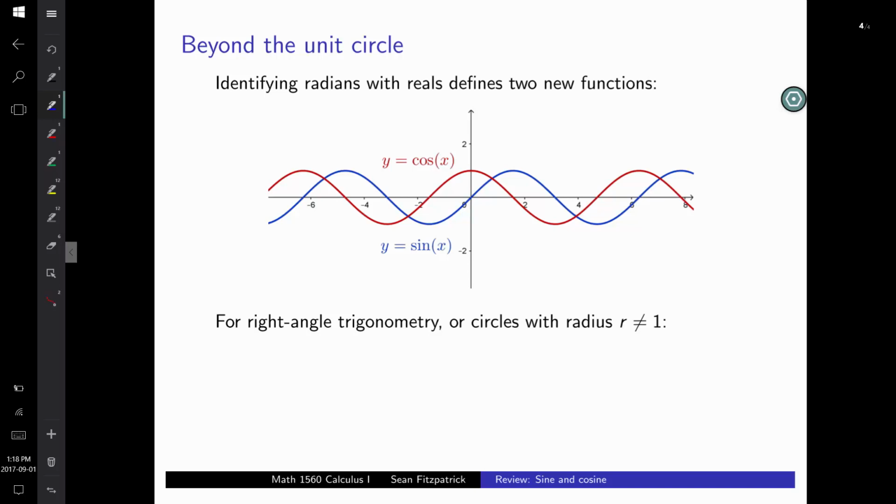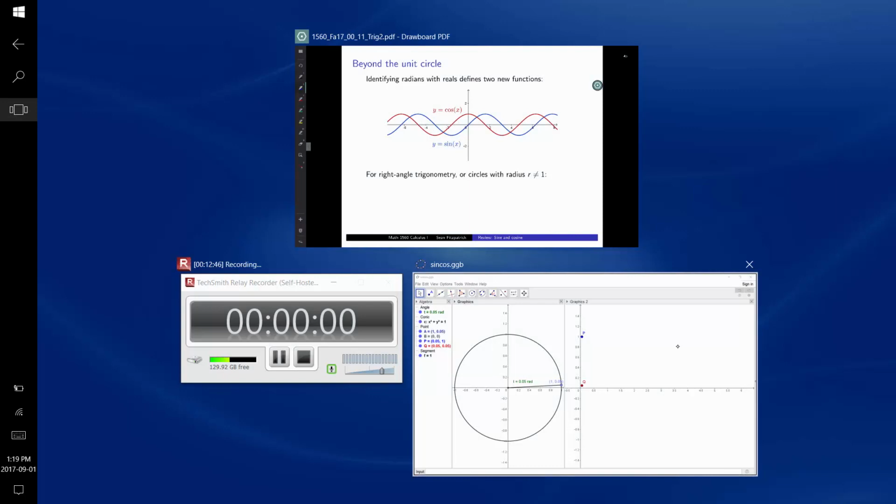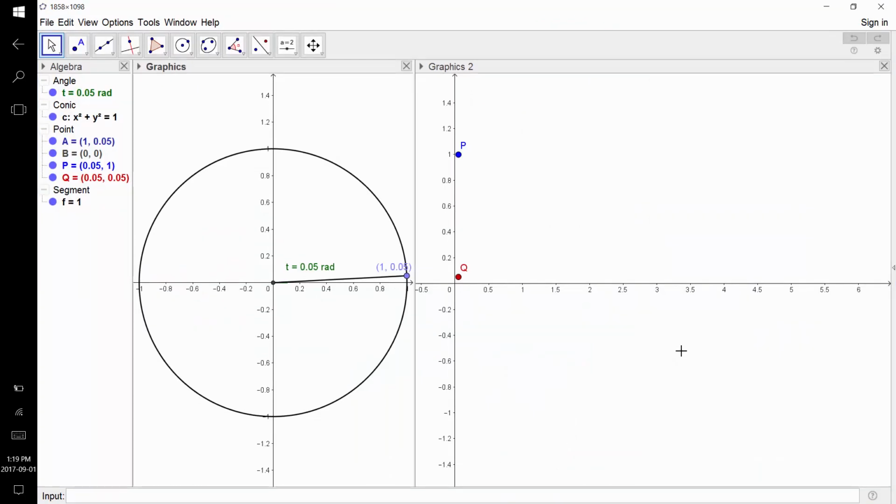we want to move from thinking of sine and cosine as coordinates on the unit circle to thinking about them as functions of a real variable, as these two functions with these two graphs. The curve in red is the graph of the cosine function. The curve in blue is the graph of the sine function. How do you come up with these graphs? Well, let me show you one way to see where this comes from.